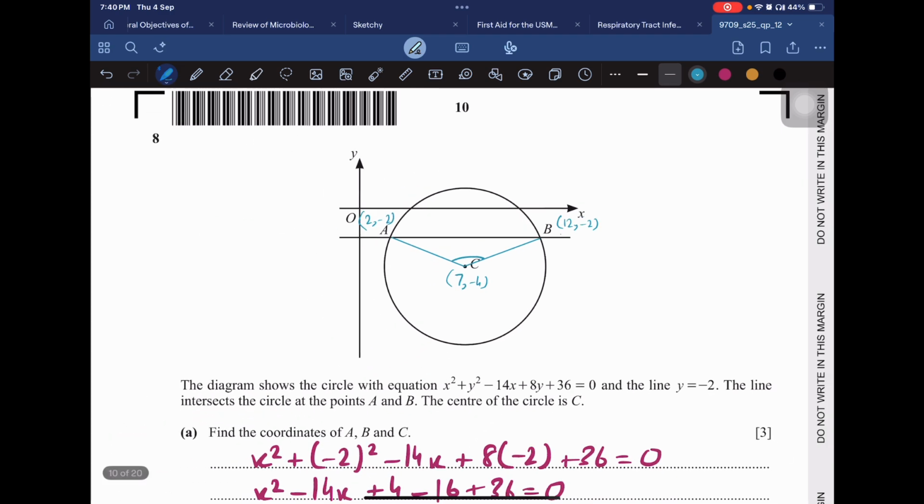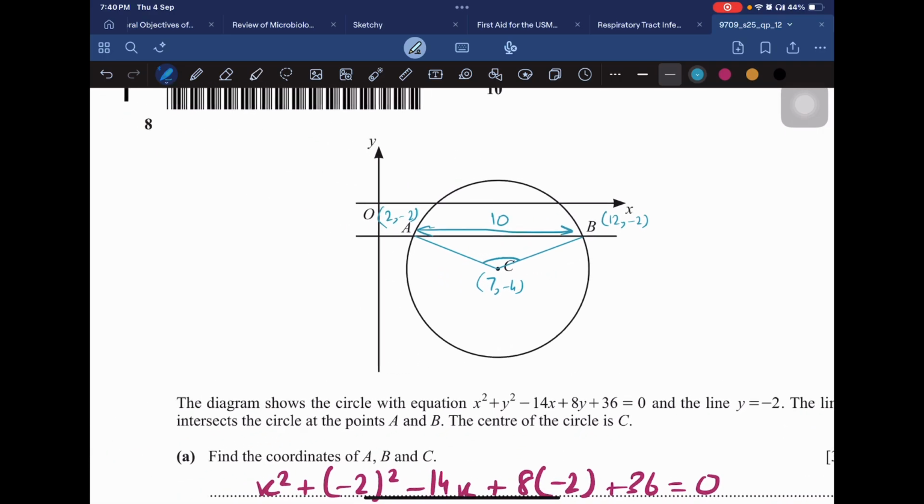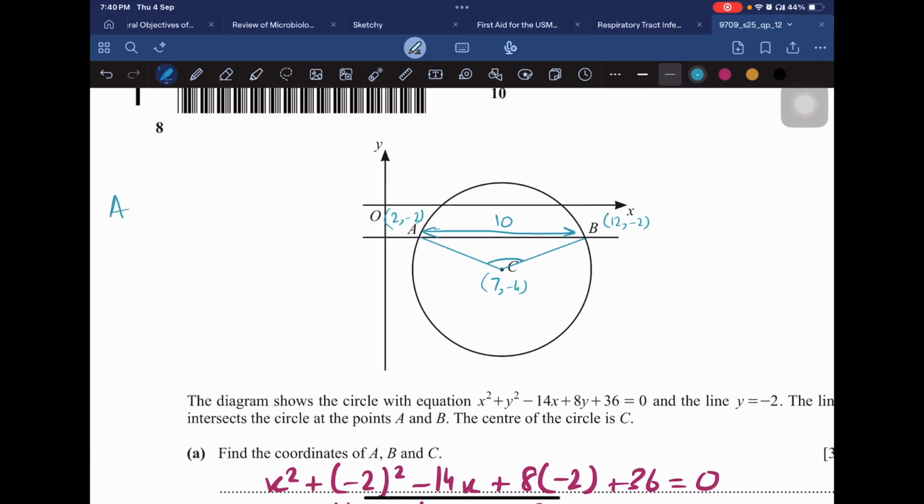Now we can easily find the distance AB, which will be 12 minus 2, that is 10. And we can find the radius. Let's say radius is AC, that will be the square root of (x2 minus x1) squared, so 7 minus 2 squared, plus (y2 minus y1) squared, so minus 4 minus minus 2 will be plus 2 squared. So 7 minus 2 is 5, 5 squared is 25, minus 4 plus 2 is minus 2, squared will be 4. The root of 29. This is root of 29.